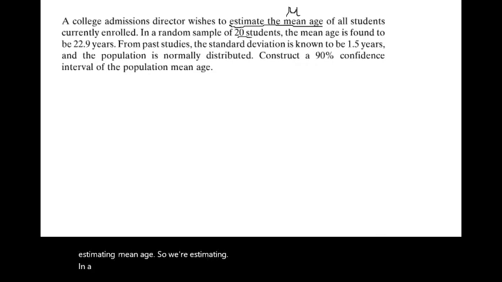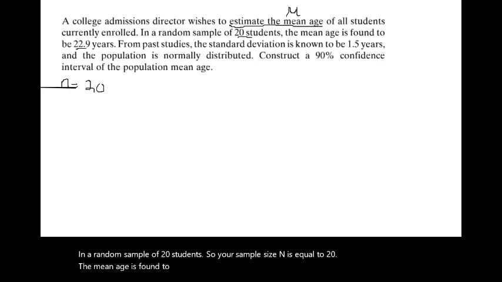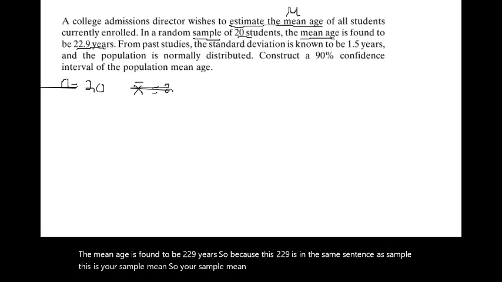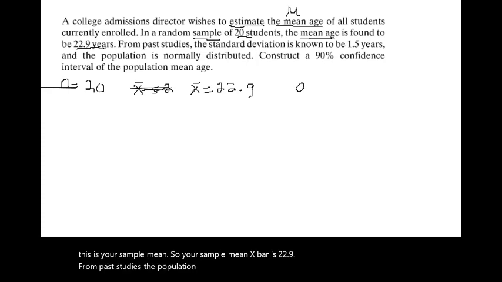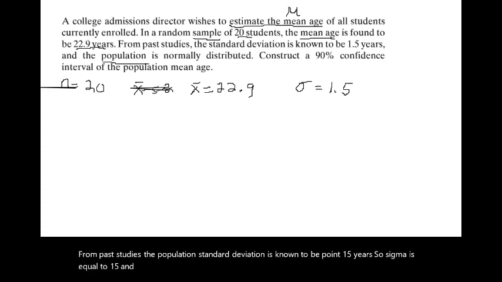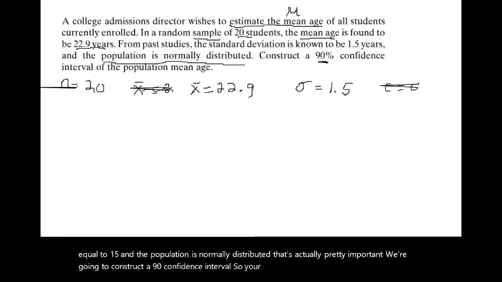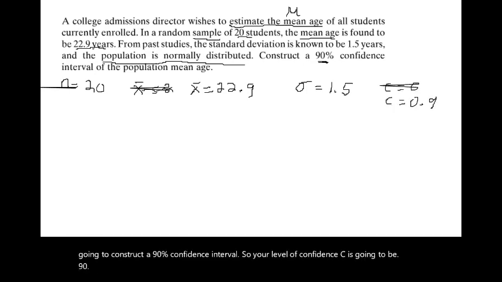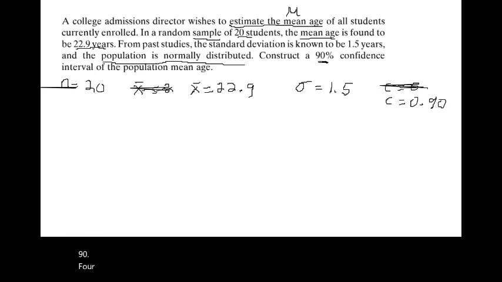In a random sample of 20 students, so your sample size n is equal to 20, the mean age is found to be 22.9 years. Because this 22.9 is in the same sentence as sample, this is your sample mean. So your sample mean, x bar, is 22.9. From past studies, the population standard deviation is known to be 1.5 years. So sigma is equal to 1.5. And the population is normally distributed. That's actually pretty important. We're going to construct a 90% confidence interval. So your level of confidence, C, is going to be 0.90 for the population mean age.